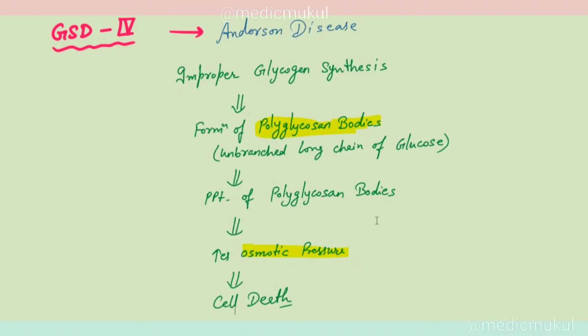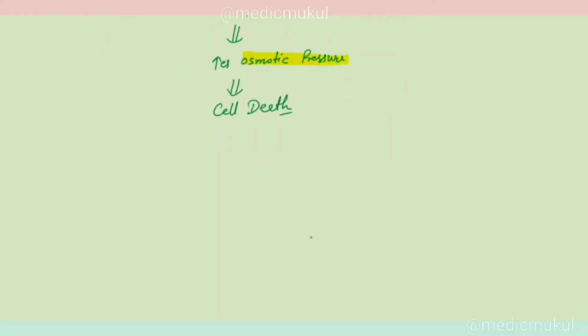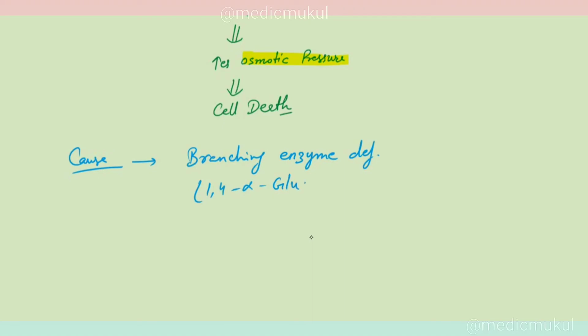What are the causes of GSD4? We already said, that is branching enzyme deficiency, the glycogen branching enzyme deficiency. And which branching enzyme? That is 1,4 alpha glucan branching enzyme. Again, the name is not important, but you need to remember that it is a branching enzyme deficiency in GSD4, and a debranching enzyme deficiency in GSD3.